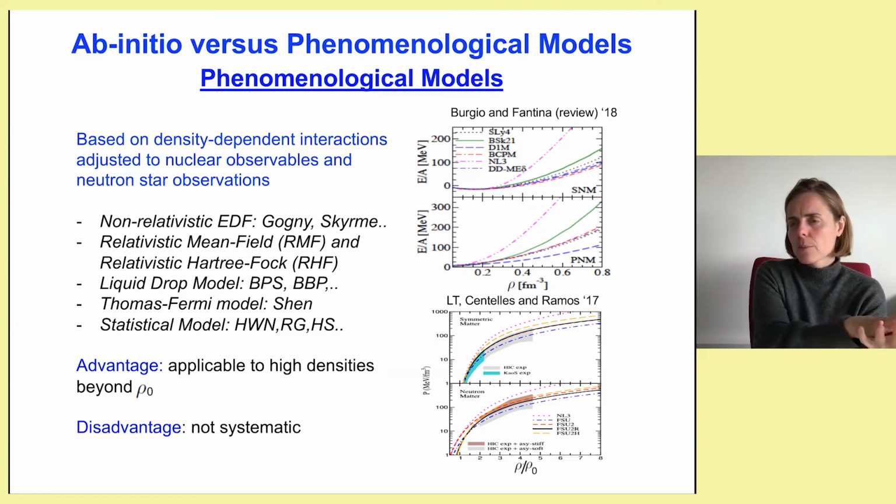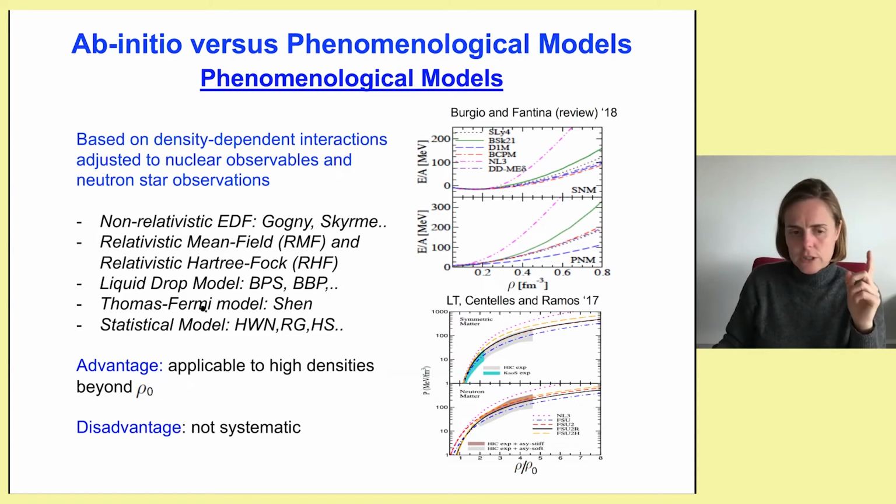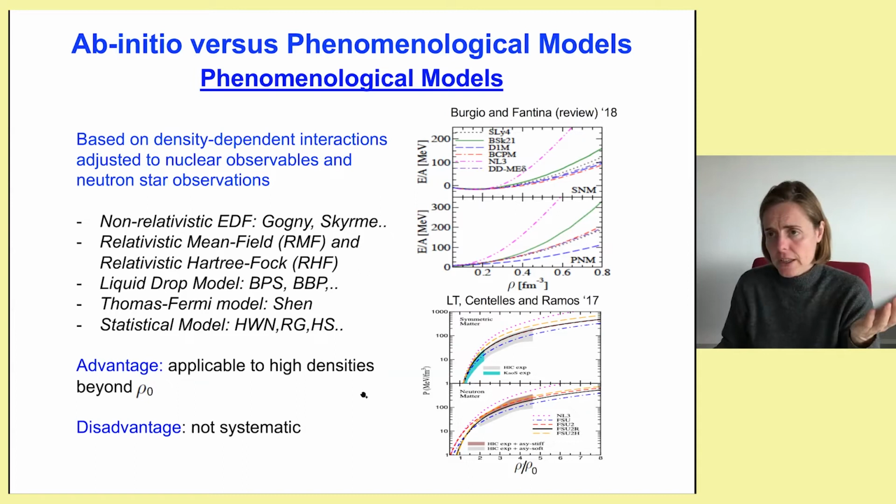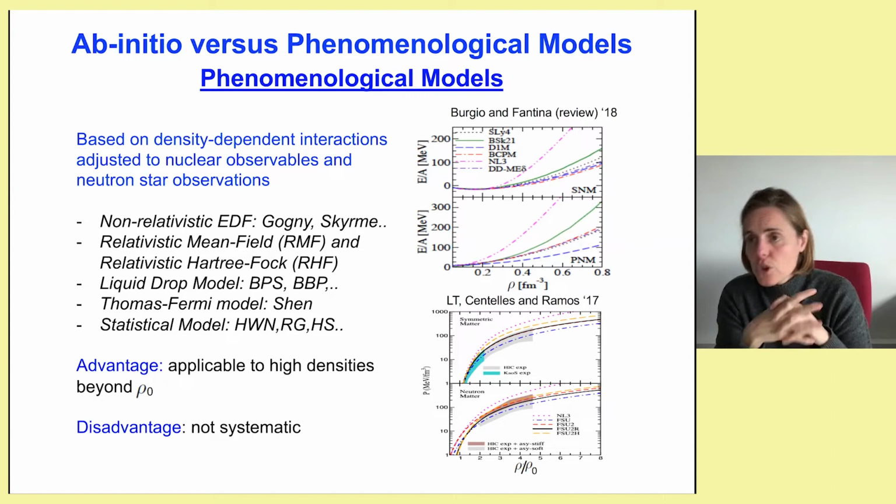The problem here is, okay, the advantage first, you can apply it to high densities. The question is how systematic the whole thing is, because you can start adding terms and you do not have control of it, which you had previously with the ab initio models.